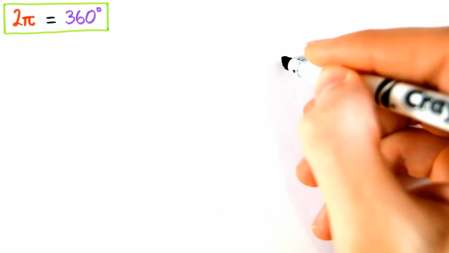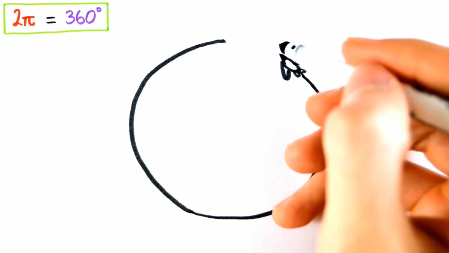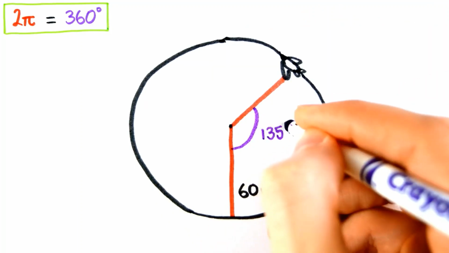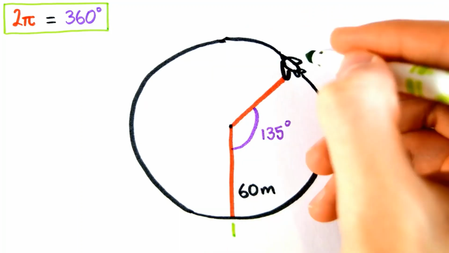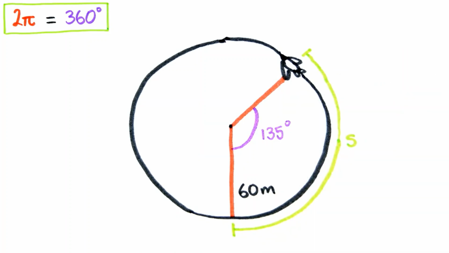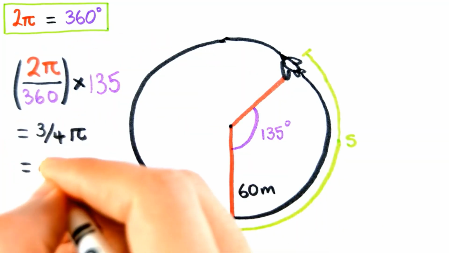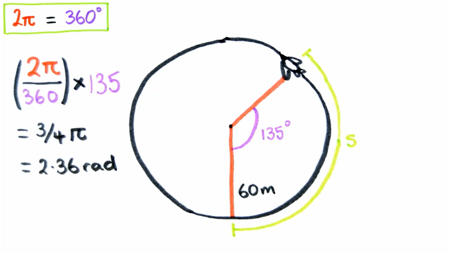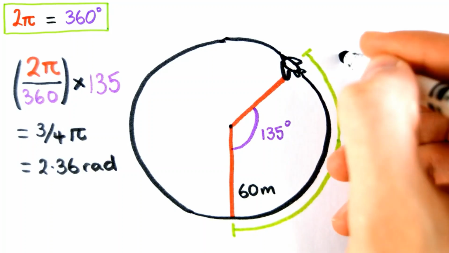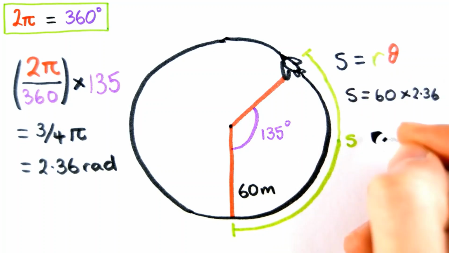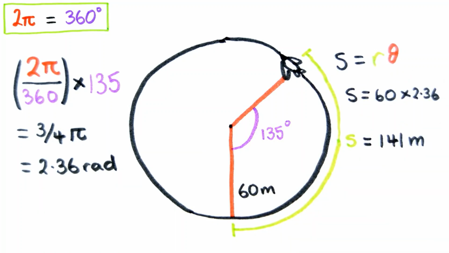For example, an aeroplane performing a loop-de-loop of radius 60 meters turns through 135 degrees. To calculate the distance the plane has moved, we have to first convert the degrees into radians. This is done by dividing 2 pi by 360 degrees to get the radians for 1 degree, and multiplying it by 135, which gives us 3/4 pi, or 2.36 radians. This can then be used to work out the distance the plane has travelled as being 141 meters.